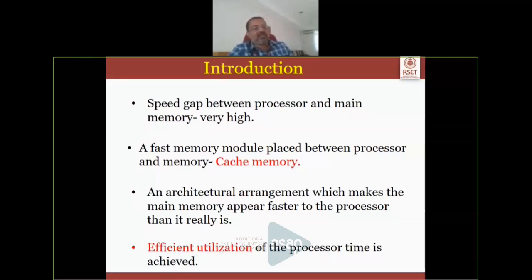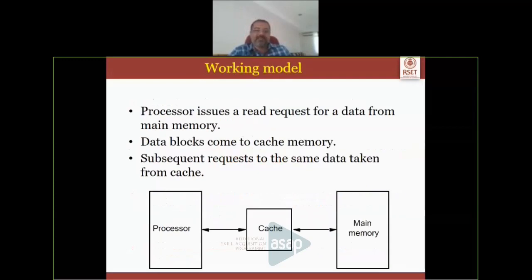So the architecture introduced cache memory between the primary memory RAM and the processor. Whatever the processor needs, it takes from the cache memory. Cache memory operates almost at par with the speed of the processor. So the cache memory is placed between the processor and the main memory. This is an efficient utilization of the processor's time. Going to the next slide.